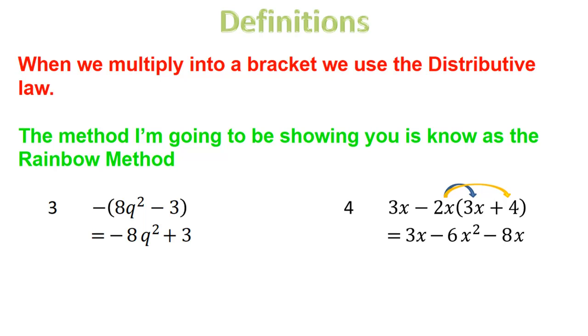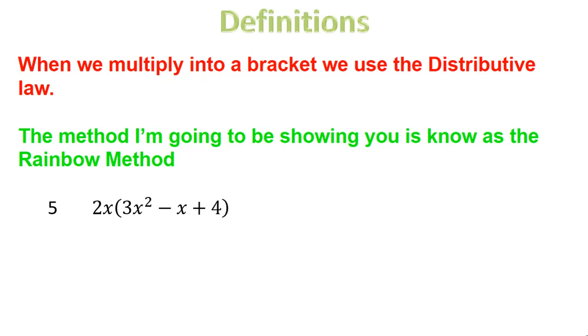Now I need to look at like terms. So my 3x and my negative 8x are like terms. Let's add and subtract as we can. So that gives me negative 6x squared minus 5x. I get my 5x when I have 3x and I subtract 8x from it. Let's look at another example.